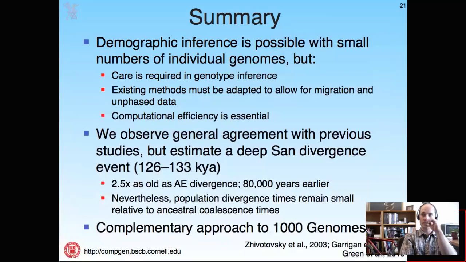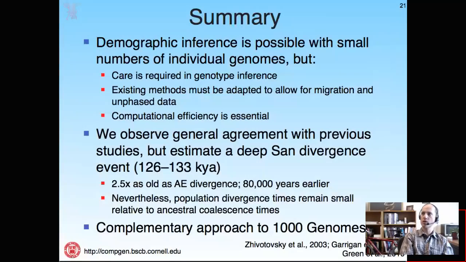What we learn from doing this analysis, however, is that you have to be extremely careful about the way you do your genotype inference in order to get any useful data out of these individual genome sequences. We found that it was important to allow for migration and to deal with the phasing issue with the data. And I didn't say much about this, but we also found it was extremely important to get the methods to a point where they were highly computationally efficient. So we spent a lot of our time tuning the performance of these sampling methods to get them to operate at a genome-wide scale.